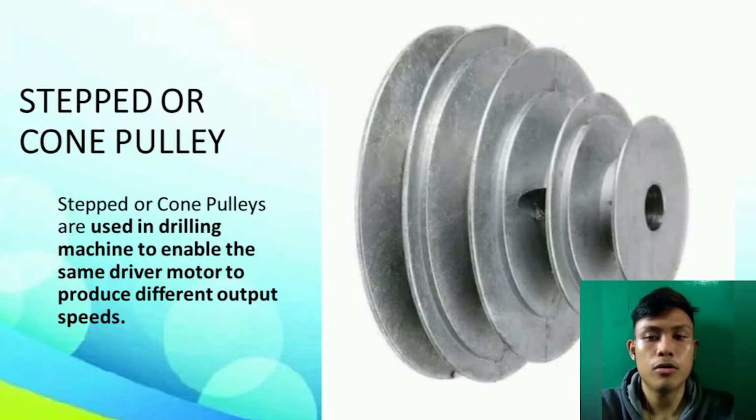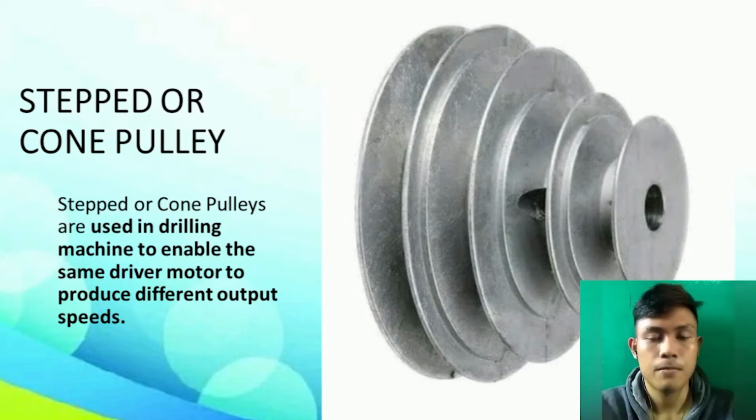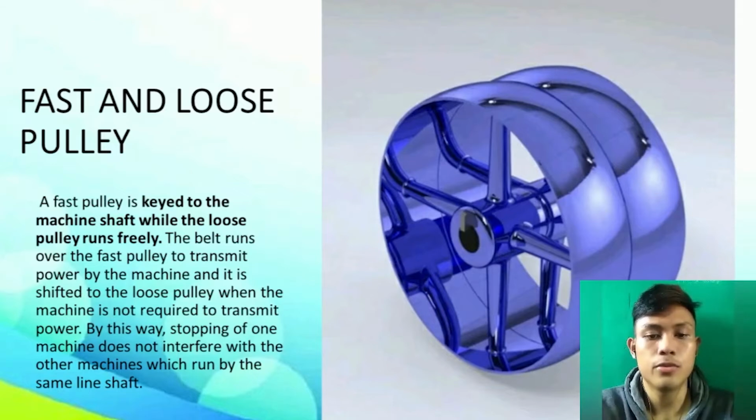The next type is the step or cone pulley. Many machines use step or cone pulleys to enable the same driver motor to produce different output speeds, such as in a drilling machine. The next type is the fast and loose pulley.